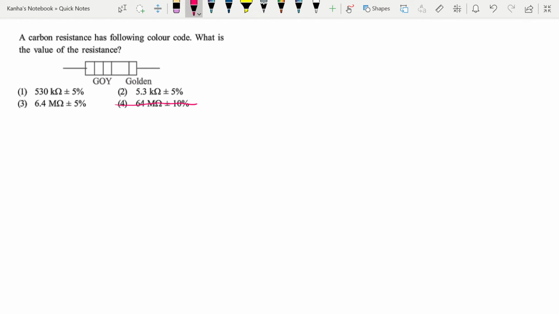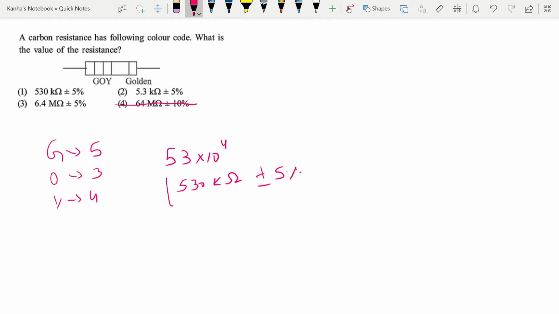Now what is green? As you can remember, green corresponds to 5, orange corresponds to 3 and yellow corresponds to 4. So what do we have? We have 53 into 10 raised to the power 4, which is 530 kilo ohm plus minus 5%. So the answer is the first one.